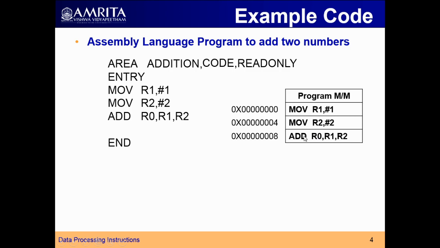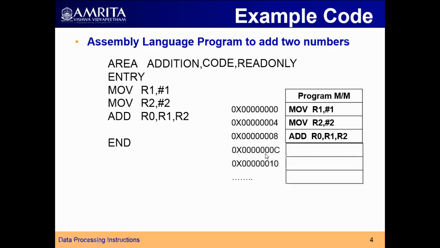Similarly, where will the third instruction be stored? From 8 onwards, because 4, 5, 6, 7 are used for the previous one. From 8 onwards, that is 08, 09, then A, B, because it is hexadecimal representation. In these 4 locations, you will be storing the third instruction, add. So where will the next instruction be stored? In 0C, because 08, 09, 0A, 0B are used for add. From C onwards, the next instruction will be stored.